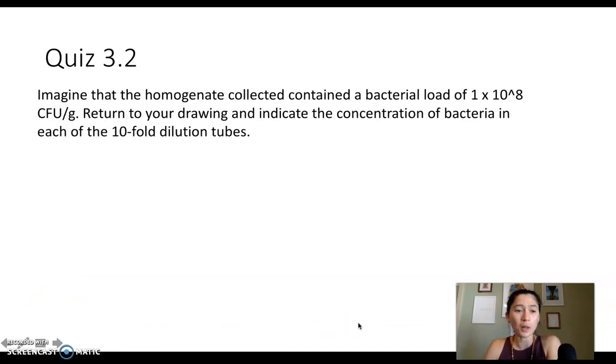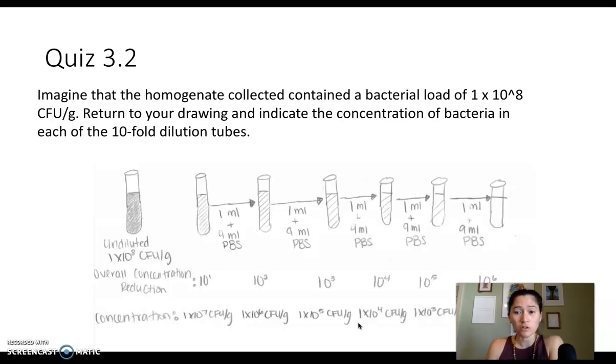Okay, so for the next part, it says, imagine that the homogenate collected contained a bacterial load of 1 times 10 to the 8th CFU per gram. Return to your drawing and indicate the concentration of bacteria in each of the 10-fold dilution tubes. So here's our drawing again, and then here at the bottom is where we have that concentration listed.